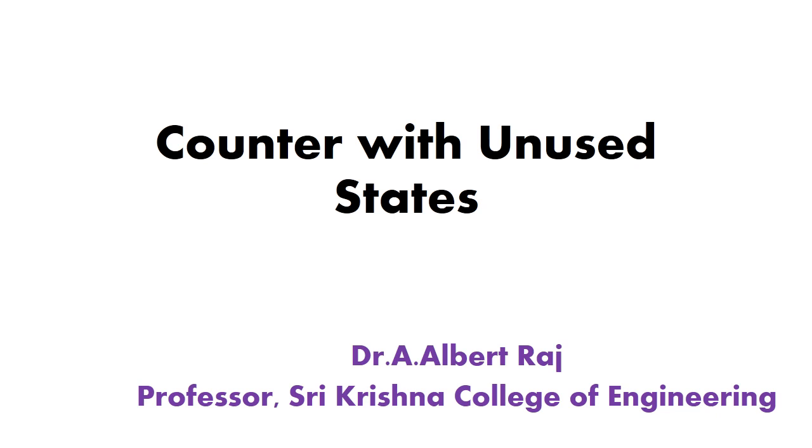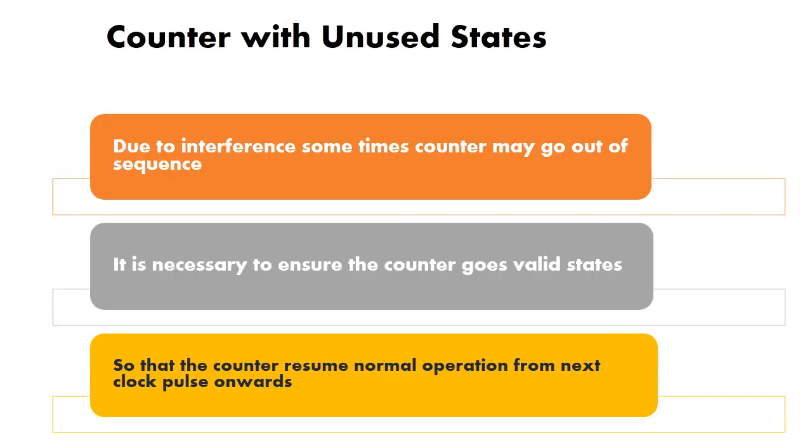In this presentation, we are going to see the counter with unused states. The circuit with n flip-flops has 2^n states, but it is not necessary that the sequential circuit should use all the states. We can design the circuit skipping a few states. These states are called unused states.